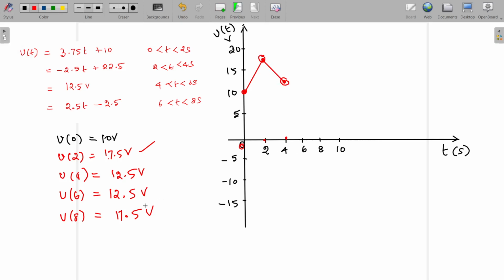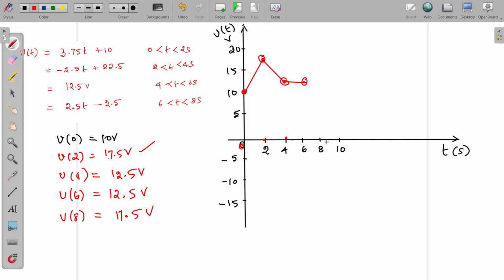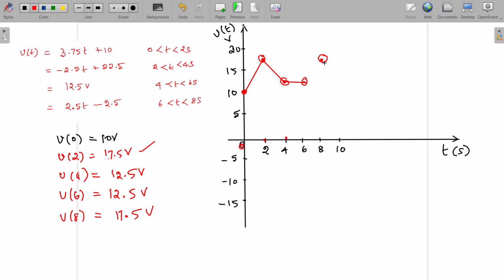Now V of 6 is also 12.5, so we can join these 2. Then what is V of 8? V of 8 is 17.5 again, so it would be coming here, 17.5 volts. Now we can join these 2 points. That's it. I hope you have understood.